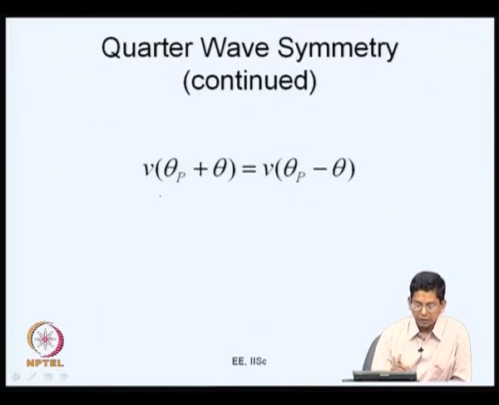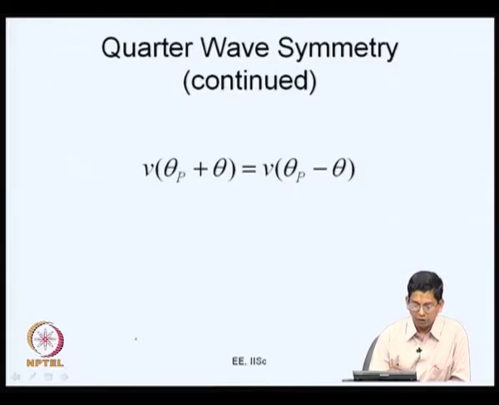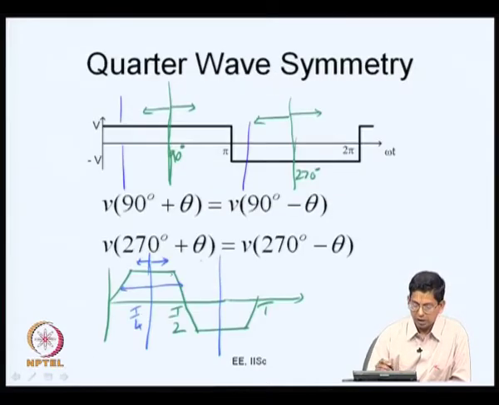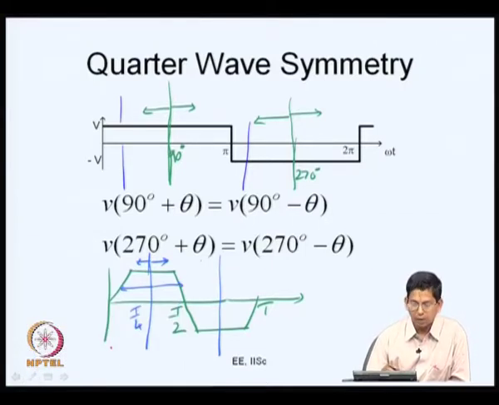We are saying that these are symmetric about 90 degrees and this is symmetric about 270 degrees. What is special about 90 and what is special about 270 degrees? If you look at the waveform, let us say here, where is the fundamental component lying? So, the fundamental component is something like this. The fundamental component is something like that.